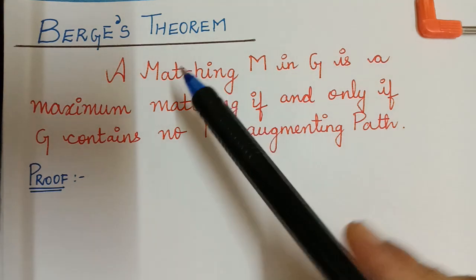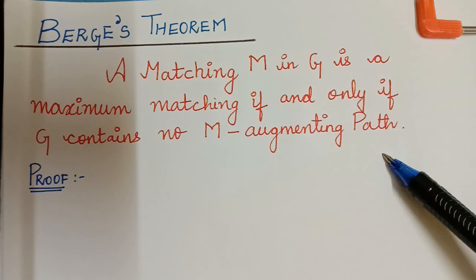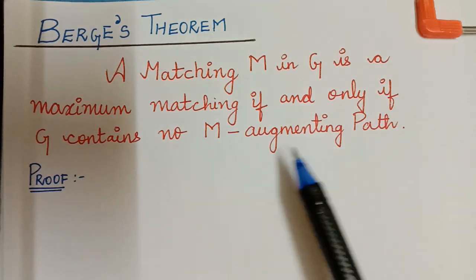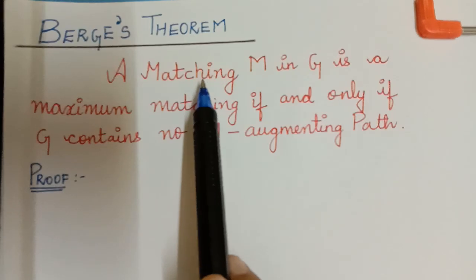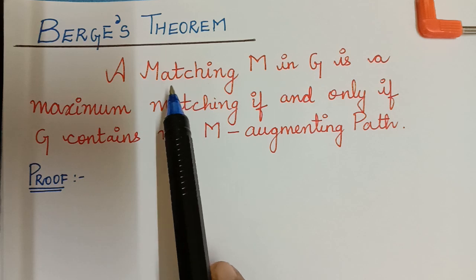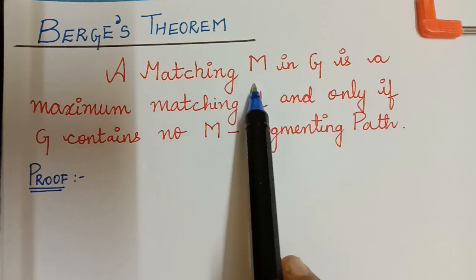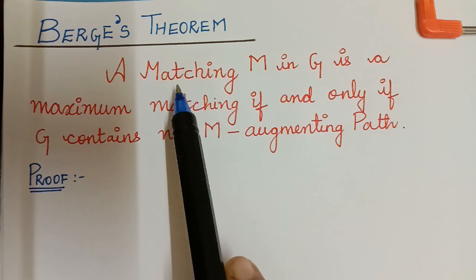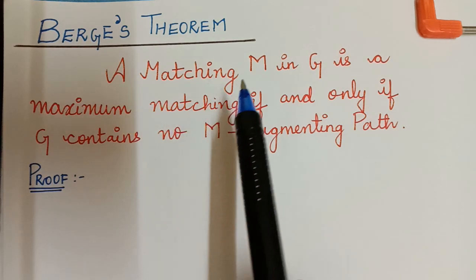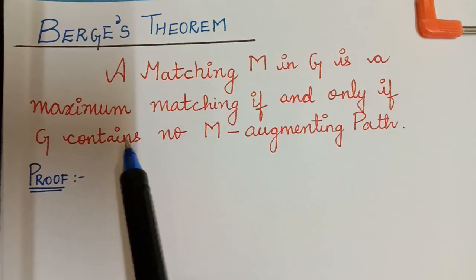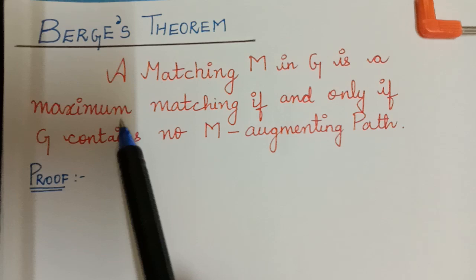To prove this theorem, first we should know what is a matching, what is a maximum matching, and what is an M augmenting path. To know about it in detail, you can see the videos which have been posted before this. In short, a matching M is a subset of the edge set in which the edges are non-adjacent to one another. And what is a maximum matching? A maximum matching is the matching which has the maximum cardinality. That is, we cannot find any other matching whose cardinality is greater than the cardinality of the matching M. So that is a maximum matching.